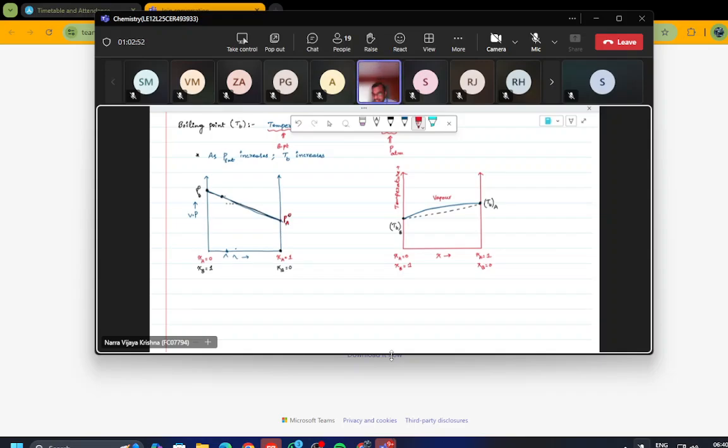Same way, below this curve, what will you find always? Liquids. You will find only liquid state below this curve, and vapor phase above that curve. Right? In between these two solid lines, what will you do?